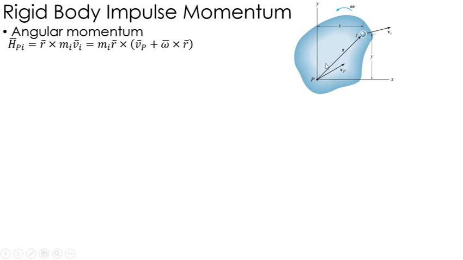Okay, it has a velocity. It has some distance away from some arbitrary point P. Okay, and by definition, my angular momentum is r cross mv of that particle. So just moving m to r and then vi, the velocity of I, relate that back to the velocity of P using our relative motion equation, Vp plus omega cross r.